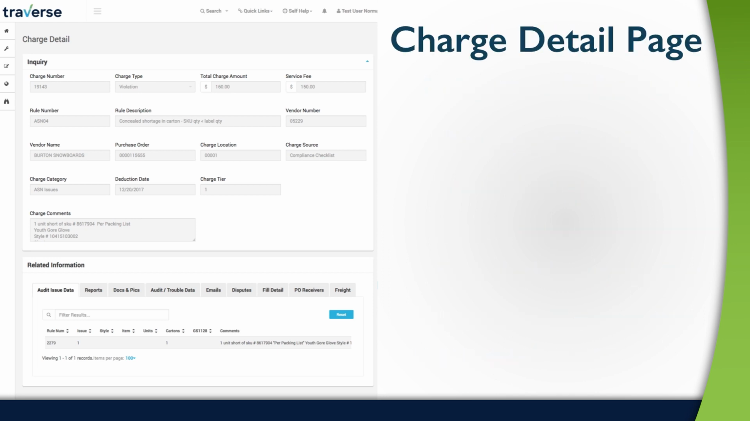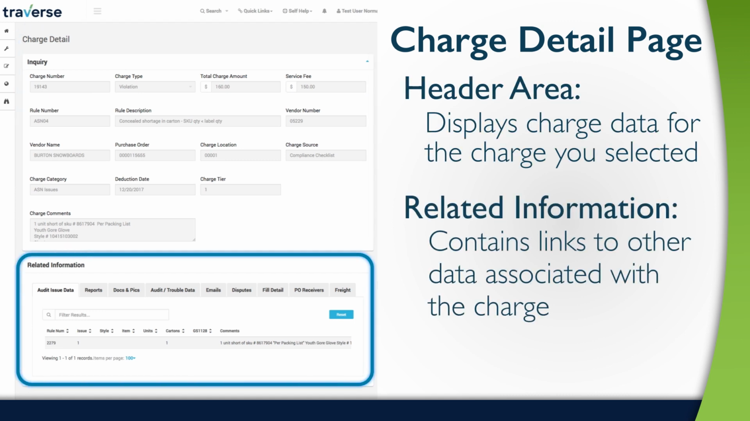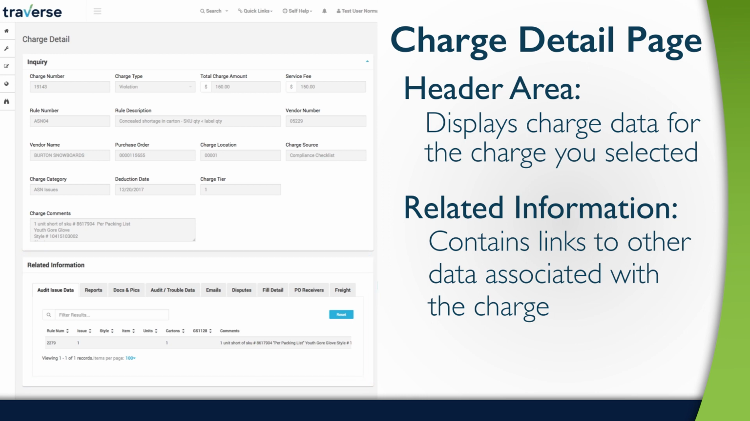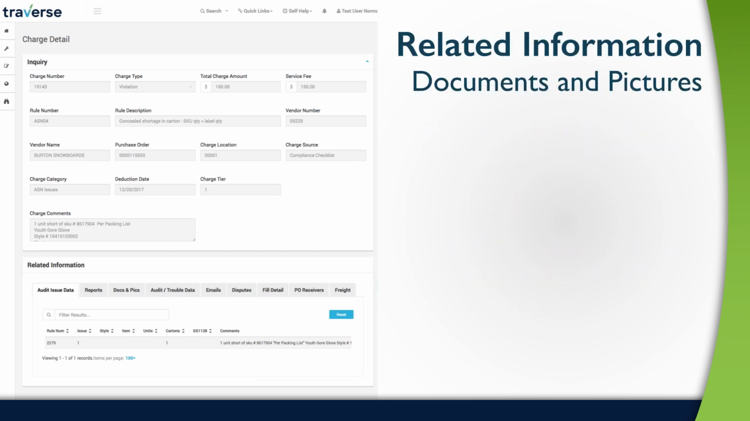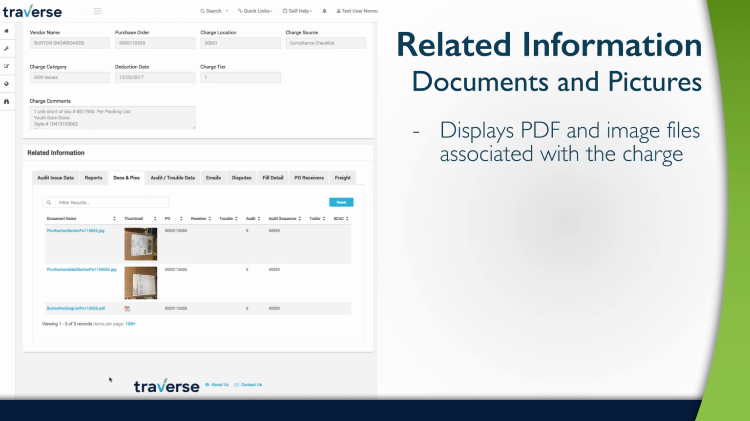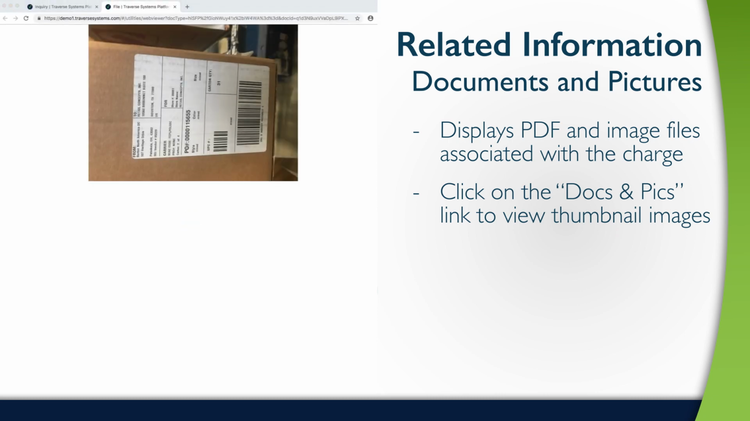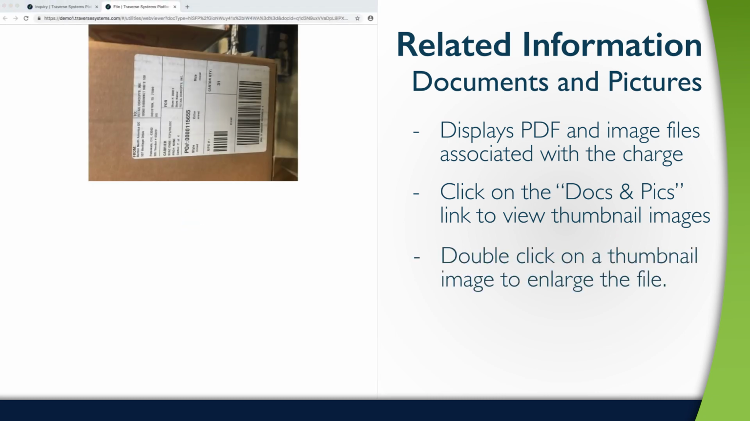The charge detail page includes a header area with charge data and multiple links at the bottom of the page that can be used to address specific information about the charge. For example, the Documents and Pictures link allows you to access PDFs and image files related to the charge. When you click on the link, you will see thumbnail images of these files. Double-click on an image thumbnail to open an enlarged view of the file in your browser.